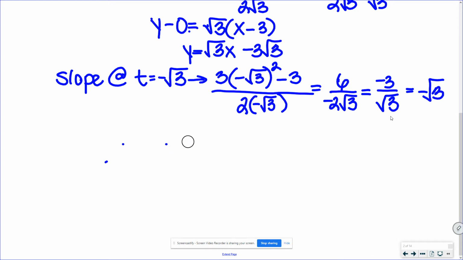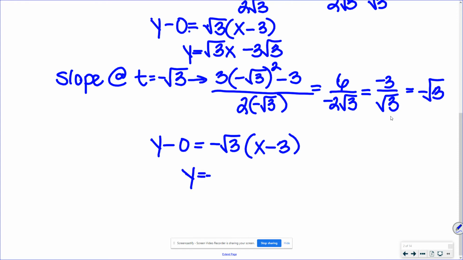If I could write today, that would be super. Let's try again. So this one was just negative radical 3. The x value was 3 and the y value was 0. That was given. Okay, so part A is done.